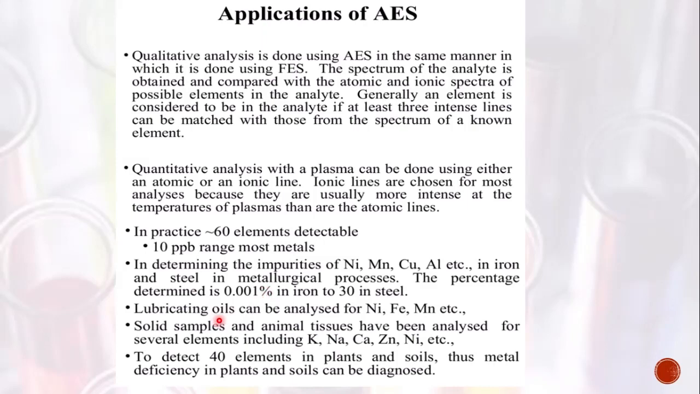We can do what we call lubricating oils can be analyzed for certain elements so that we can make them safe. Then we have solid samples, and animal tissues can be analyzed for several elements such as potassium, zinc, etc. Then to detect 40 elements in plants and soils, thus metal deficiency in plants and soils can be diagnosed.